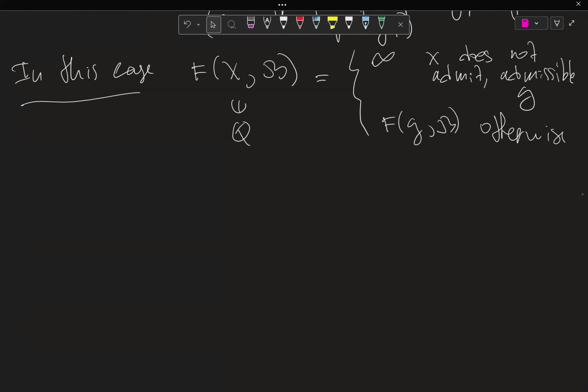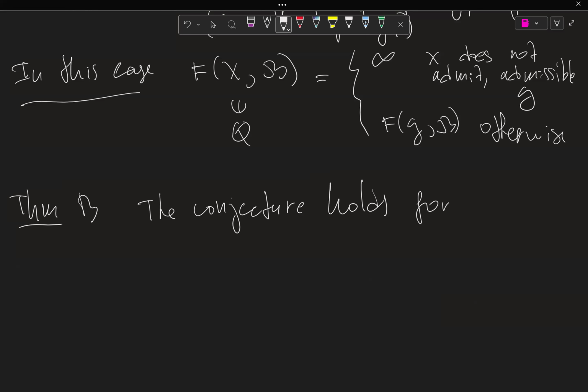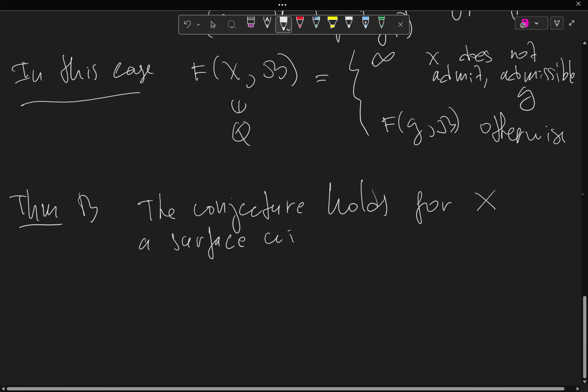So one result is that the conjecture holds for X a surface with genus at least one. And of course, in this case, F X beta is finite.